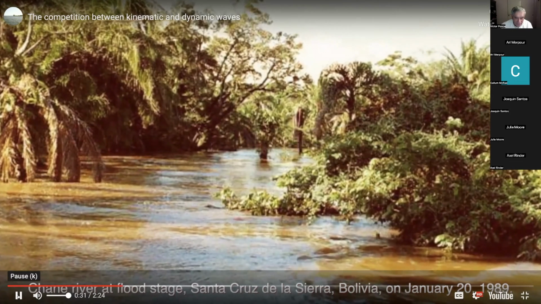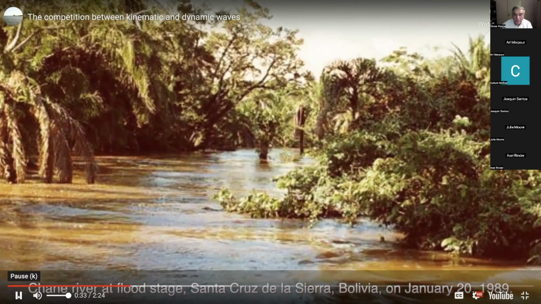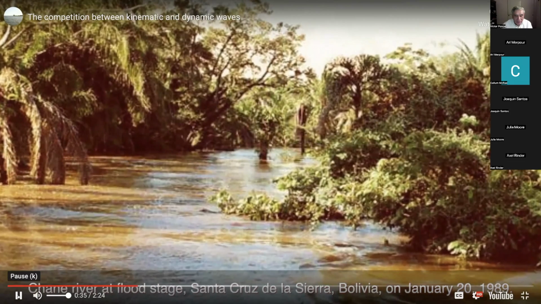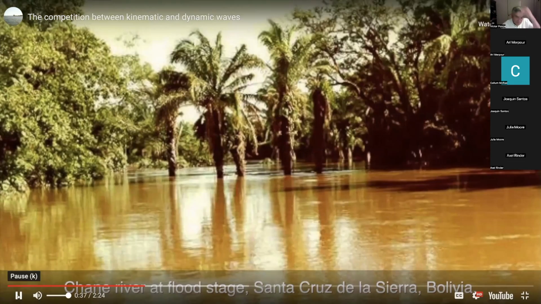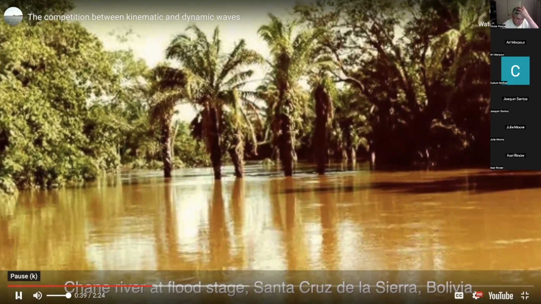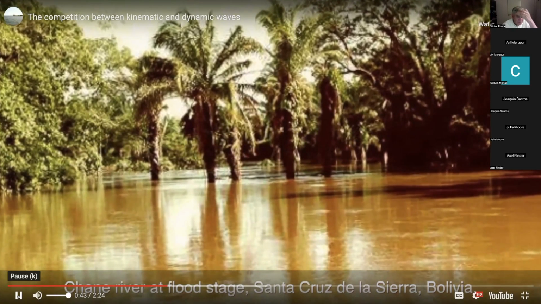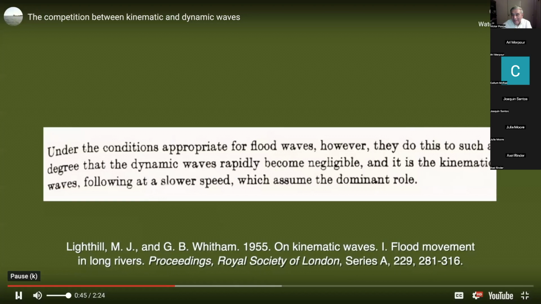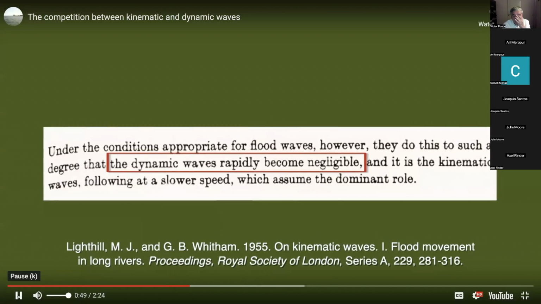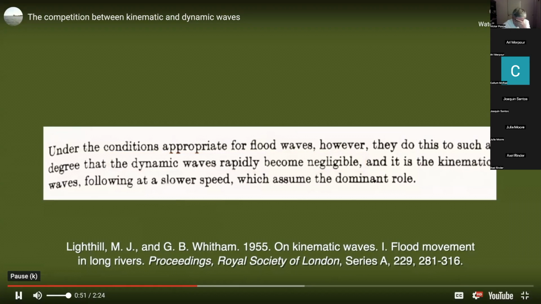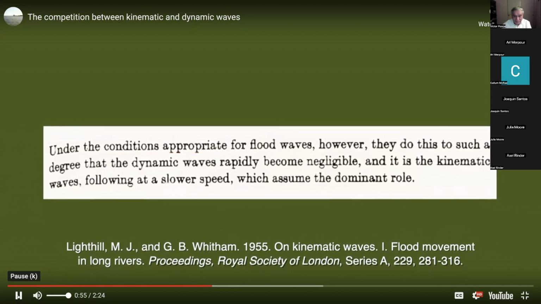Must be altogether better than kinematic waves, yet experience indicates otherwise. In their classical paper on the theory of kinematic waves, Lighthill and Whitham concluded the following. Quote: Again, under the conditions appropriate for flood waves, the dynamic waves rapidly become negligible, and it is the kinematic waves following at a slower speed which assume the dominant role. Unquote.